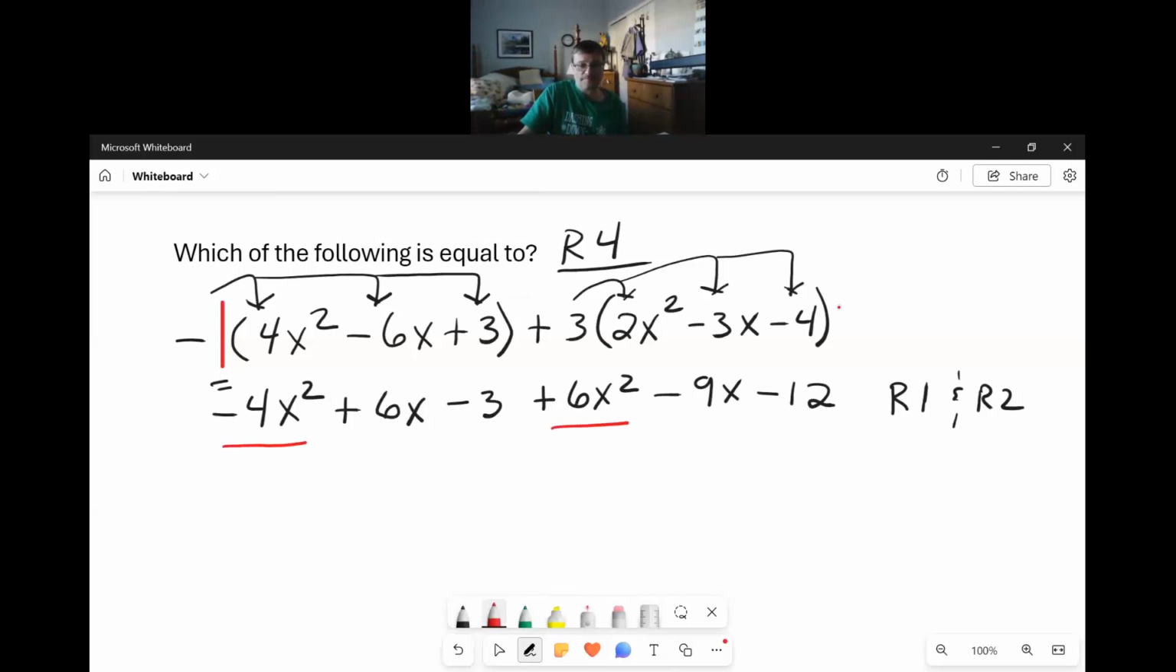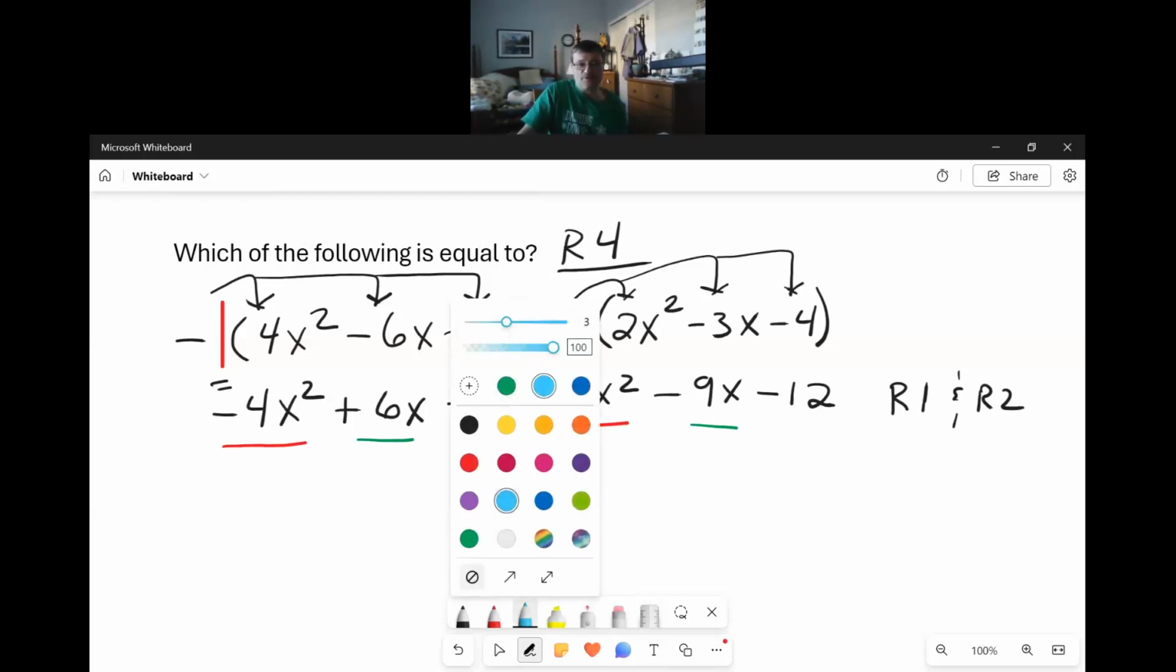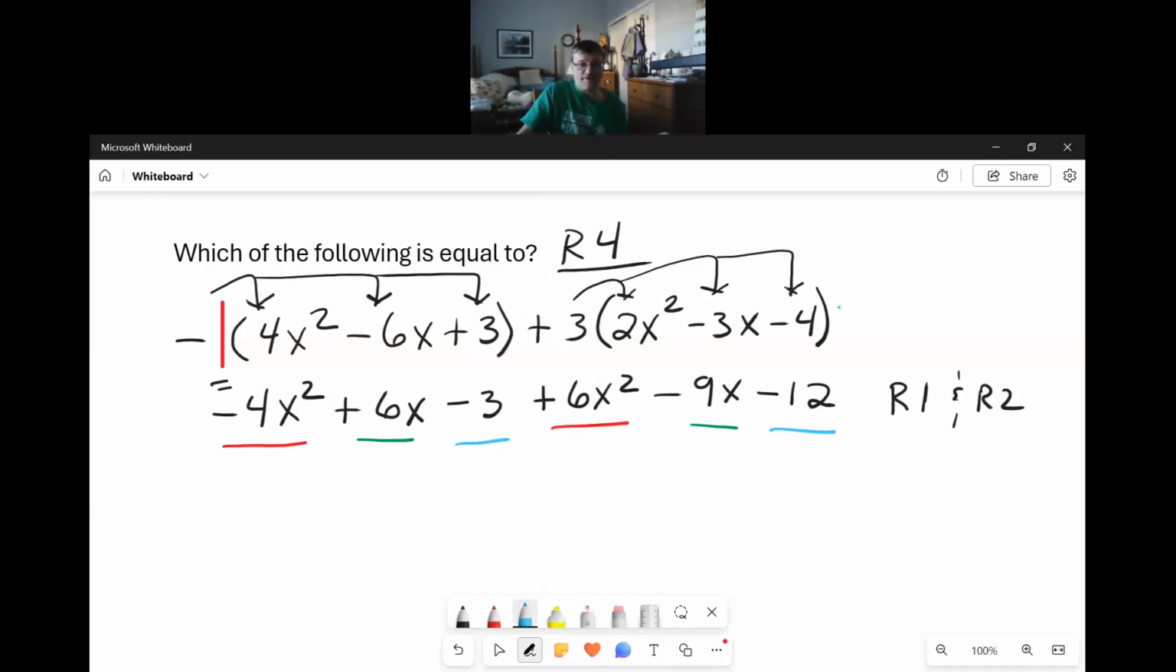Gather up your x squareds. Gather up your x's. Gather up your numbers by themselves according to rule 1 and rule 2. Make a list. X squared. What's the coefficient here? Negative 4 plus 6. Actually, let's put that in red so you see where the stuff's coming from. Negative 4 plus 6.